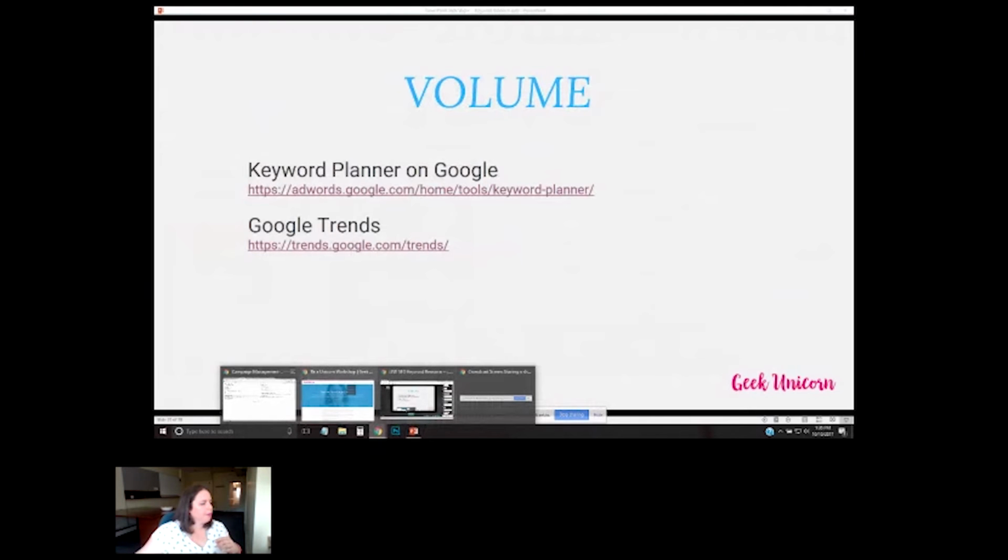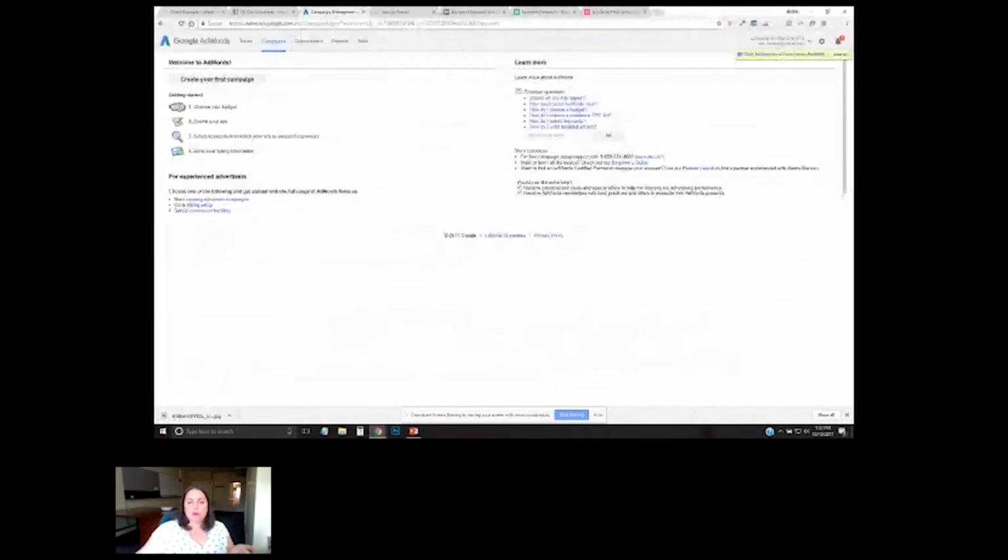Let's figure out again where this is. Okay. So you do have to have an AdWords account for Google. It is free. They're not pressuring you to buy or anything like that. But you are going to log in, and then you're going to go down to Tools and then Keyword Planner.